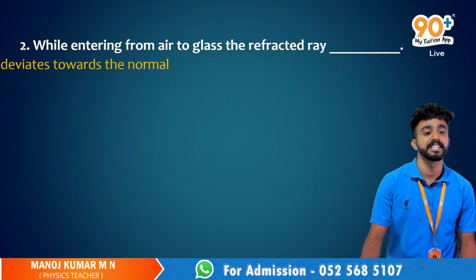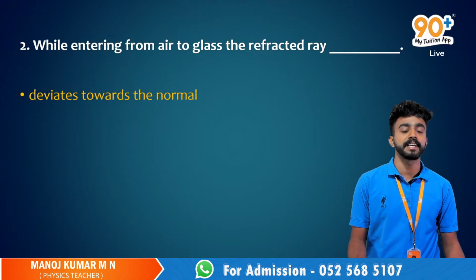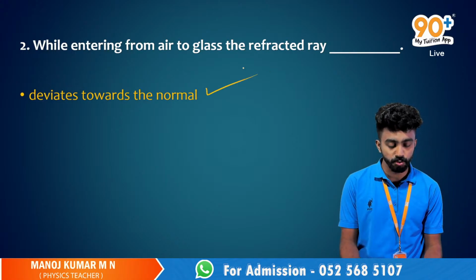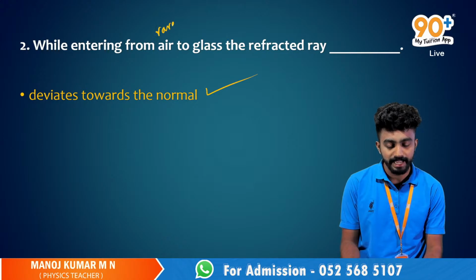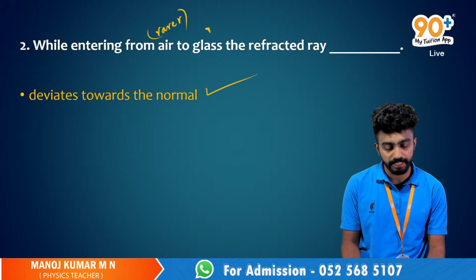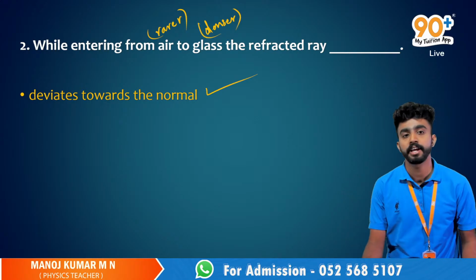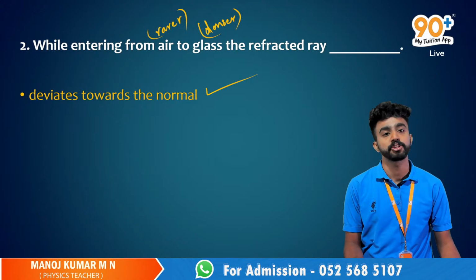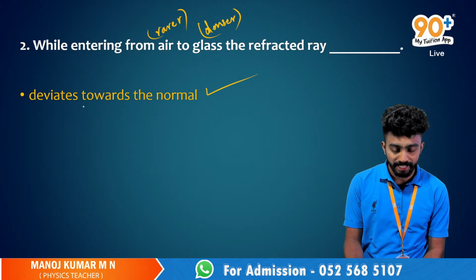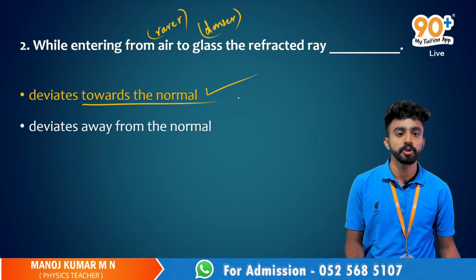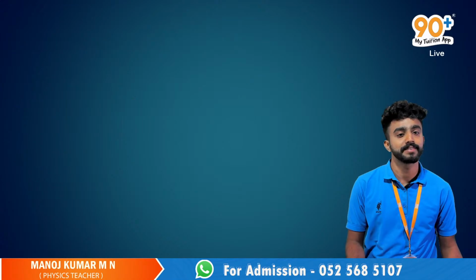Now, next question. While entering from air to glass, the refracted ray deviates towards the normal because air is a rarer medium and glass is a denser medium when we are comparing air and glass. So, when the ray of light is incident entering from air to glass, the refracted ray bends towards the normal. So, I hope you know it. So, the first option is the right answer.